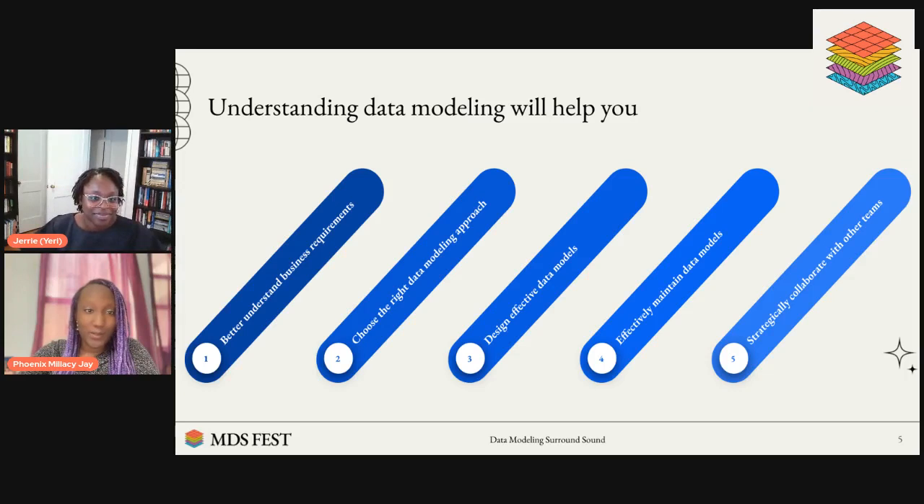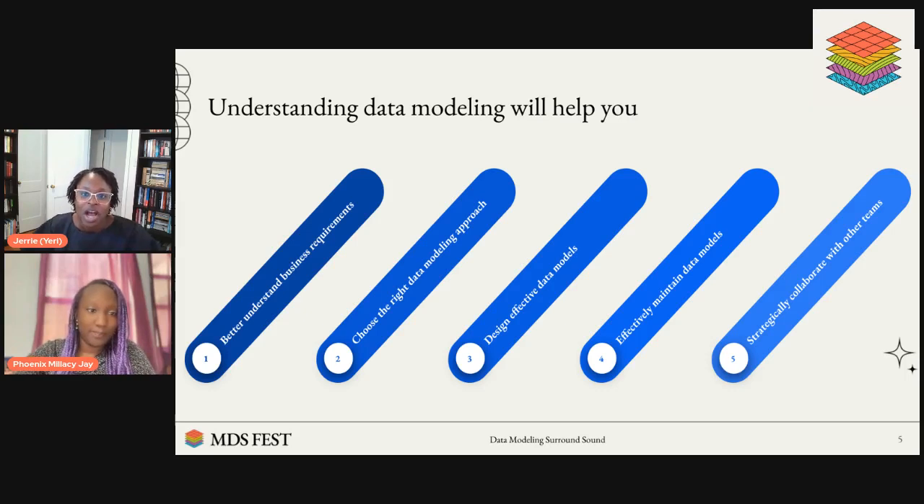Yeah, so we want to talk about how data modeling and how we talk about this will help. And so as Jerrie mentioned, we talk about data modeling with dbt, but that's not enough. So there's these five different steps that we talked through on some of our data conversations. And do you want to kick it off, Jerrie?